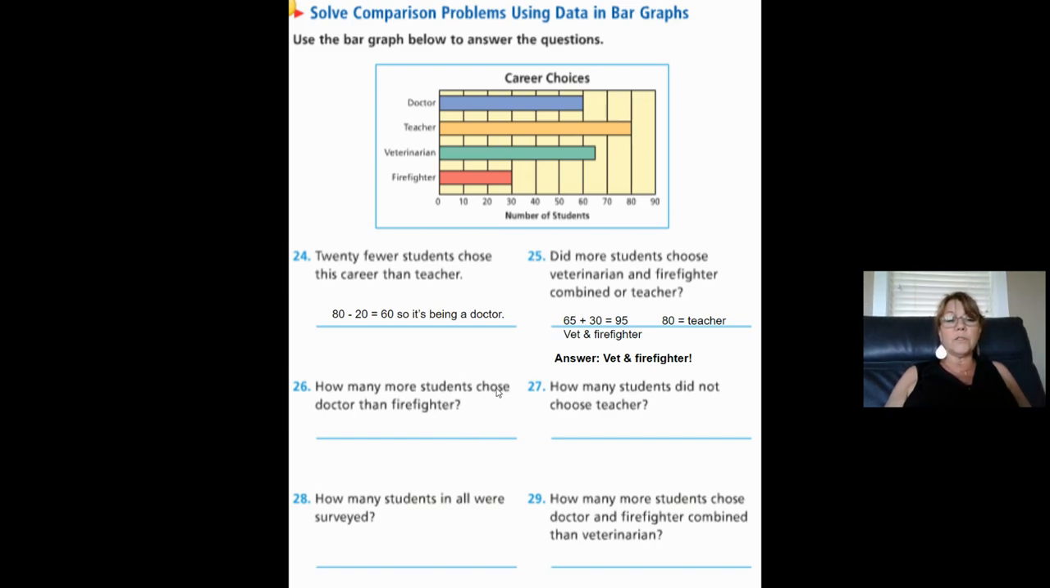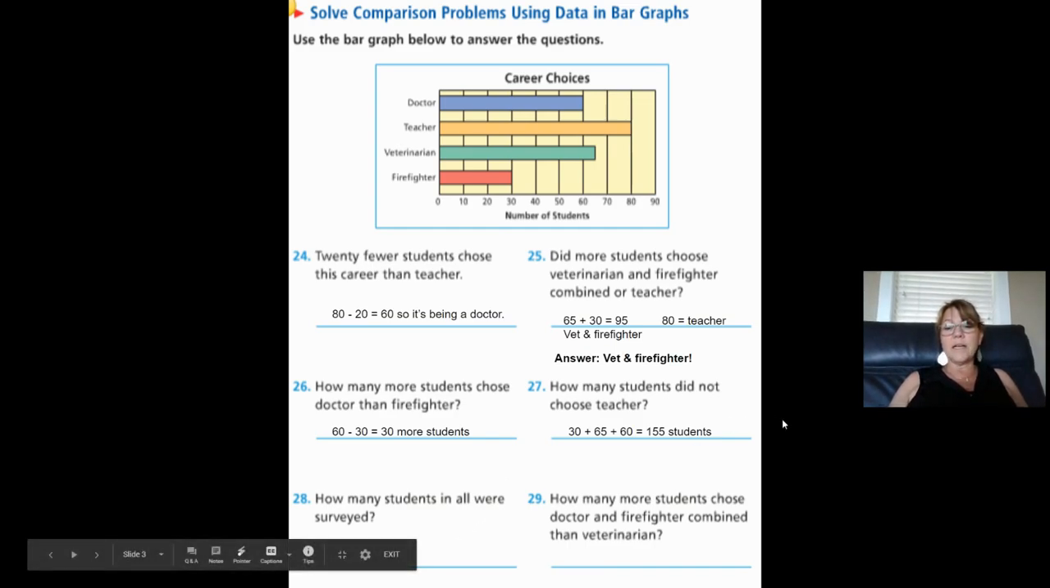How many more students chose doctor than firefighter? Here's doctor, and here's firefighter. So 60 minus 30 is 30 more students. How many students did not choose teacher for number 27? So in this case, I'm going to add doctor plus the veterinarian plus the firefighter. Adding those 3 numbers, I get 155 students.